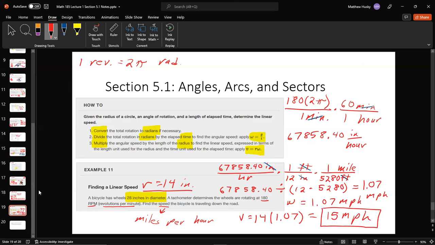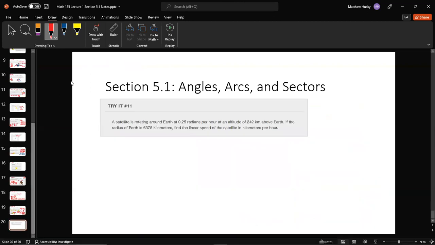Okay, looks like we've got one thing left here. A satellite is rotating around the Earth at 0.25 radians per hour at an altitude of 242 kilometers above Earth. The radius of the Earth is 6378 kilometers. Find the linear speed of the satellite in kilometers per hour. Now, the good news is we don't have a lot of unit conversions, because you'll notice we have radians per hour. That is going to be the angular speed.